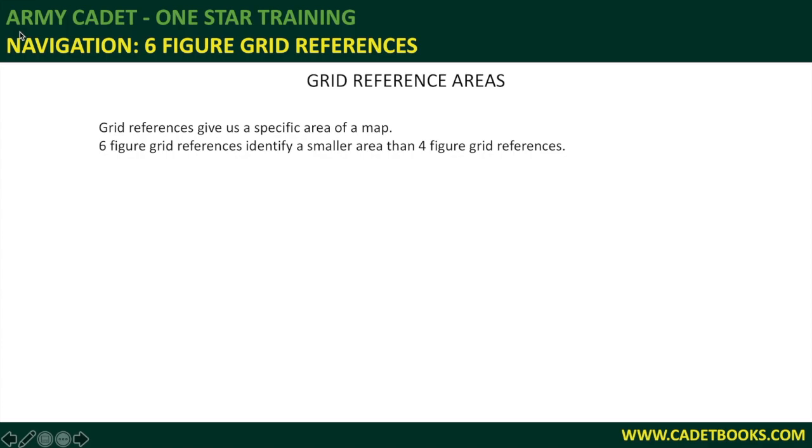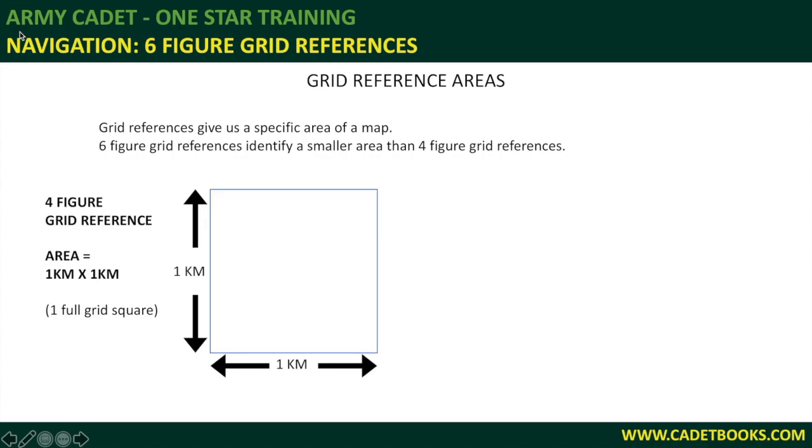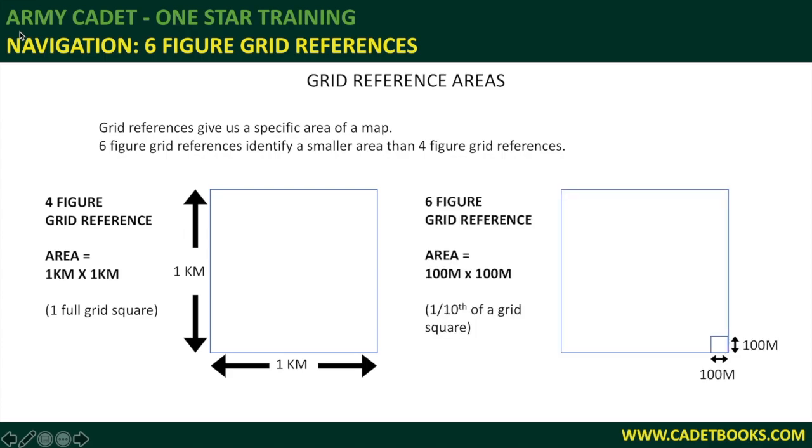Grid reference areas. Grid references give us a specific area of a map. 6-figure grid references identify a smaller area than a 4-figure grid reference. With a 4-figure grid reference, the area covered is 1 kilometre by 1 kilometre, or a full grid square. A 6-figure grid reference gives us an area 100 metres by 100 metres, which is 1/10 of a full grid square.